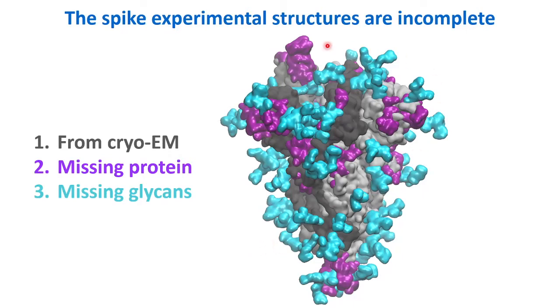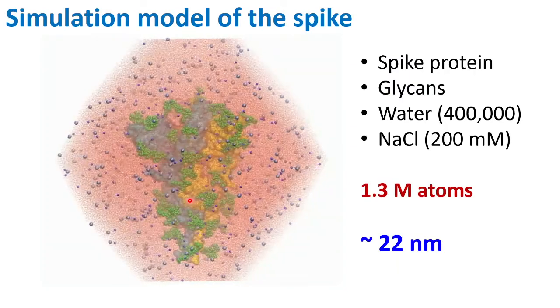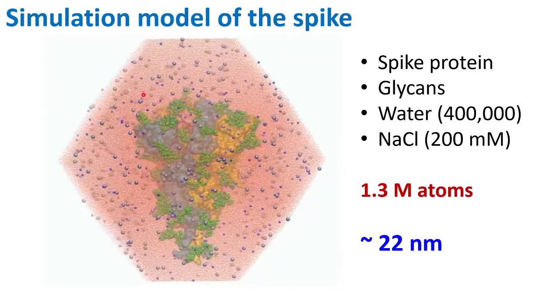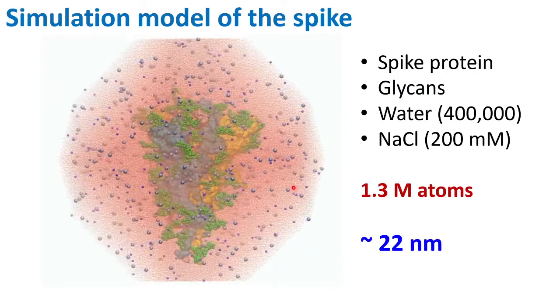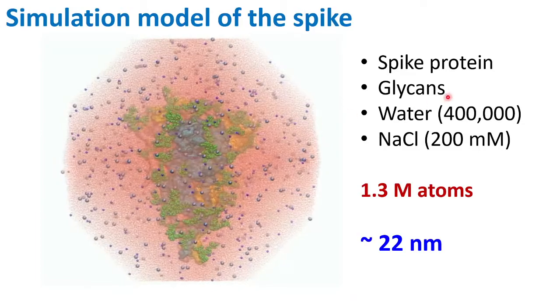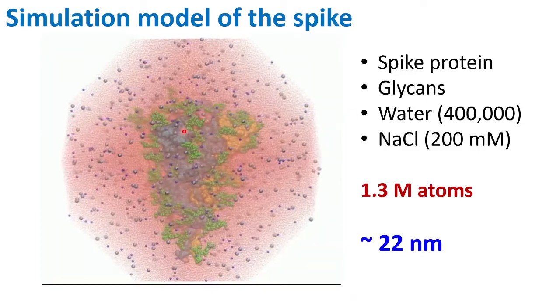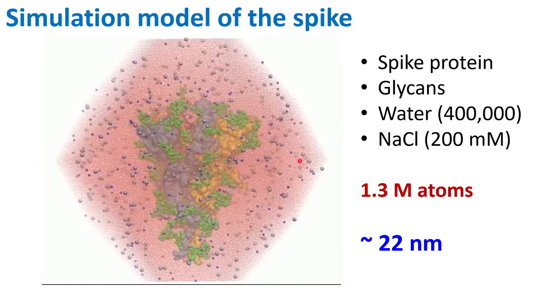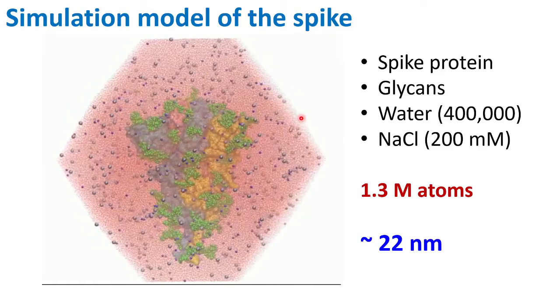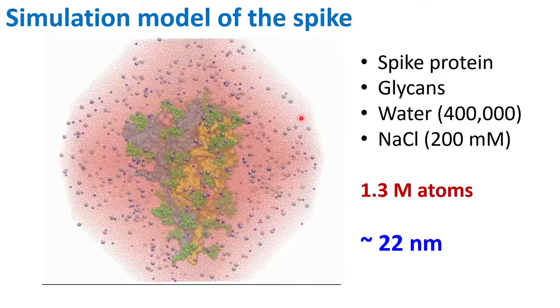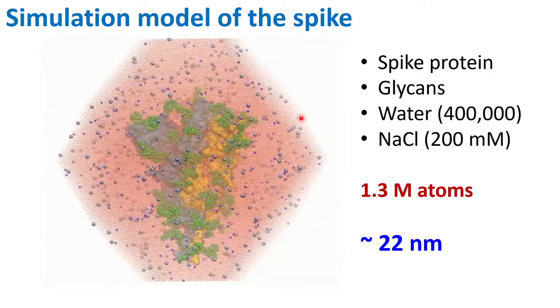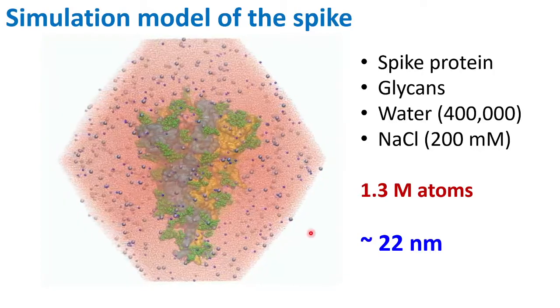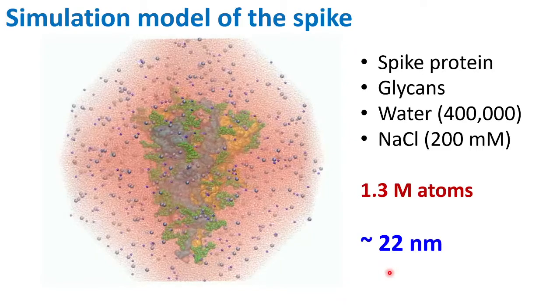I'm showing this all as blobs, but we do build these all in full atomic detail and have full water. This is an example of the system in the simulations I'm going to show you today, where we've got our protein, we've got those sugars that are shown here in green. We include water and salt and everything we can to try to get this as close as possible to the actual biologically relevant conditions. This droplet ends up being about 22 nanometers.